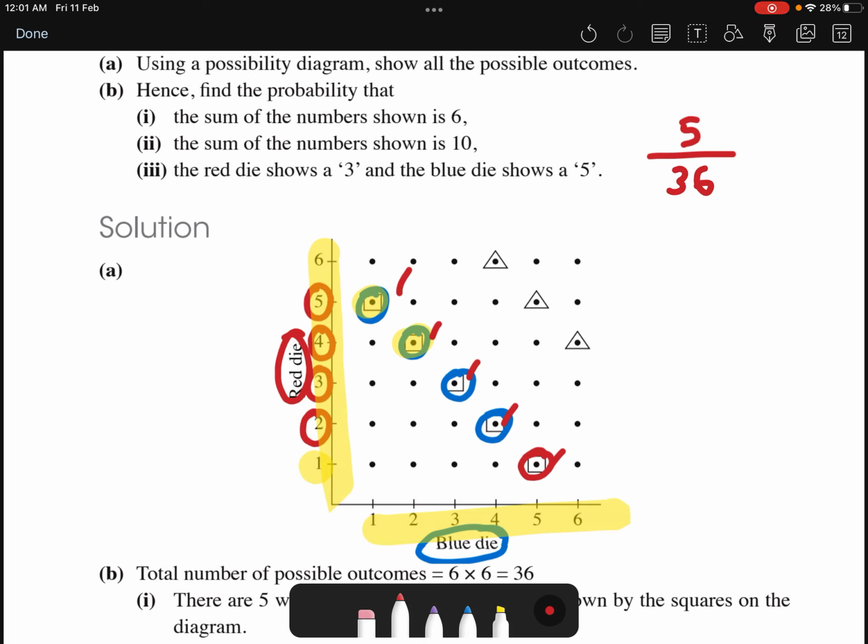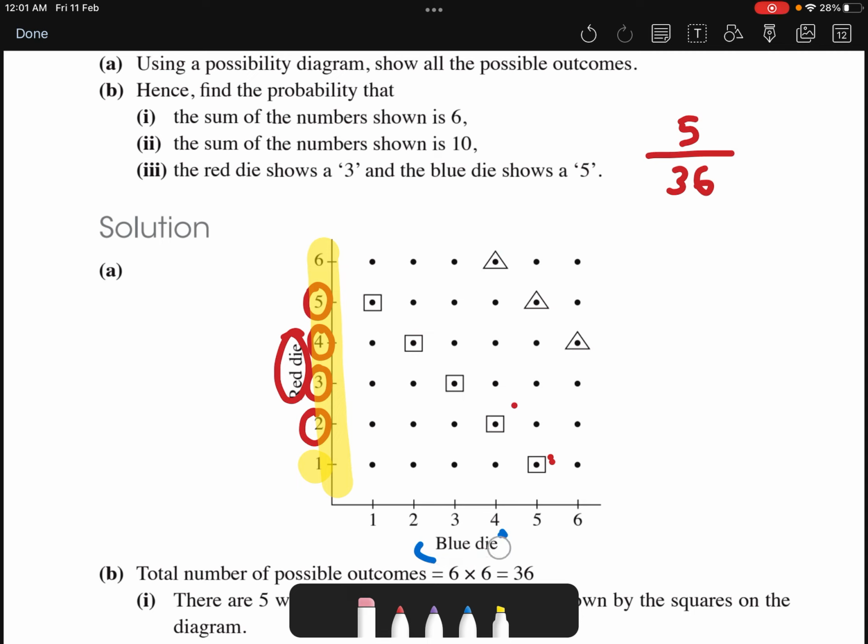So part I is actually 5 over 36. Okay, part 2, the sum of the numbers shown is 10. So let me just erase before I continue with part 2. Okay, so if the sum of the numbers shown is 10, let me just look at the red die. So red die, okay, if my red die is 1, my blue die must be 9, right? Which cannot be, because the maximum is 6. So if my red die is 2, my blue die must be 8. Cannot be also, right? So if my red die is 3, my blue die must be 7.